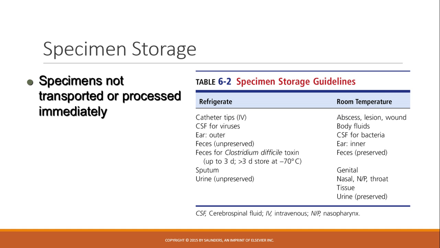Okay, so here's some guidelines. These are different types of specimens that should be refrigerated if there's a delay in processing: your sputum, your urine if it's unpreserved, your feces if it's unpreserved. If they are preserved, then they can sit at room temperature. The preservative is doing its job. Body fluids, spinal fluids, abscess, lesions, wounds, those things should stay at room temperature.